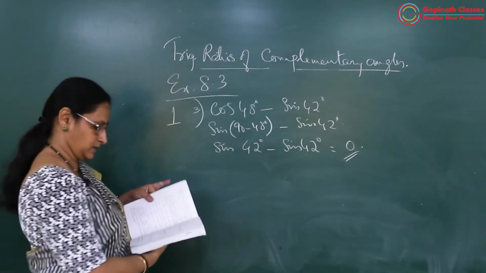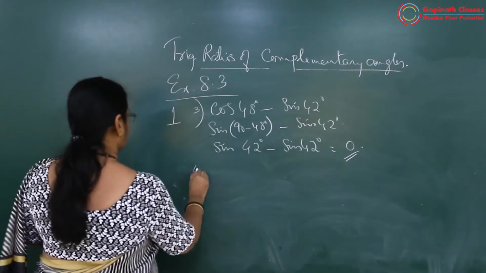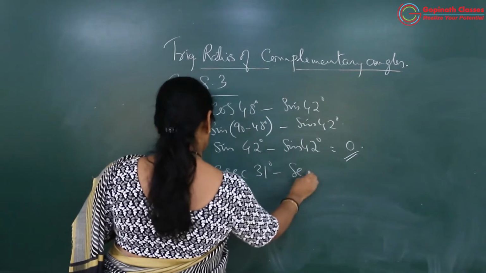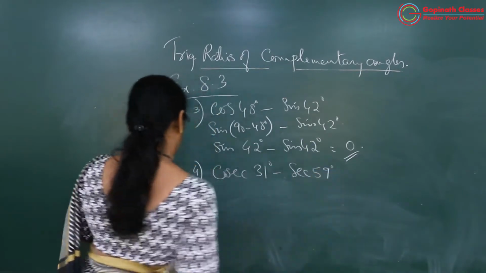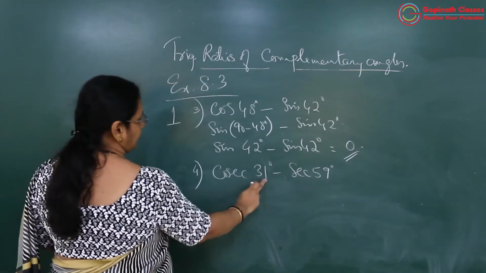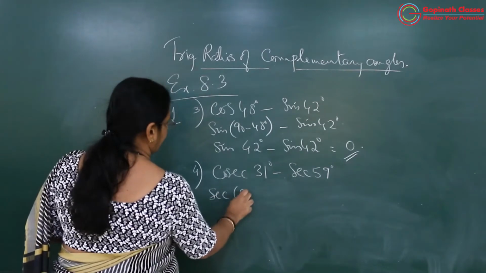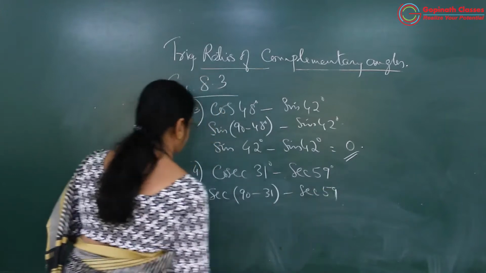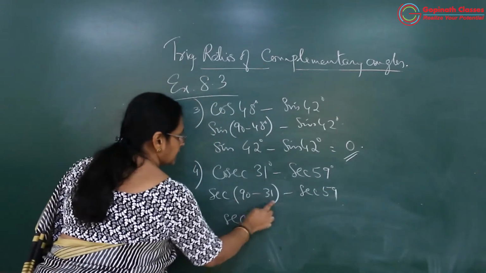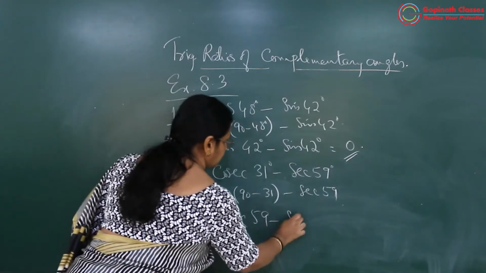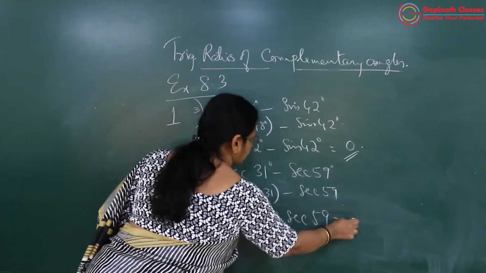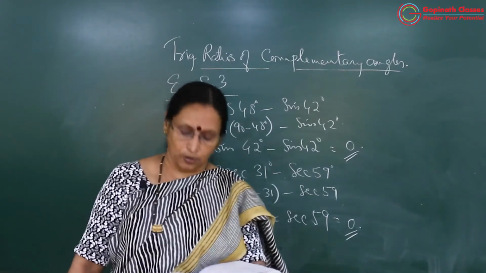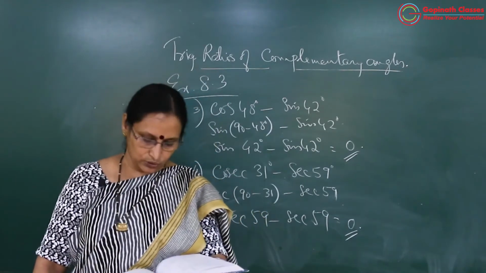Come to the next one. It's one and the same. Fourth question. Cosec 31 degree minus sec 59 degree. Cosec theta is sec 90 minus theta, minus sec 59. Sec 90 minus 31 is 59, minus sec 59, which will become 0. So, hope you understood how to apply complementary angles. They are unknown angles, so you can apply it.